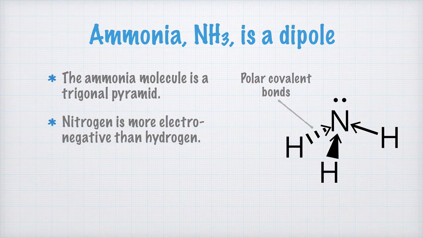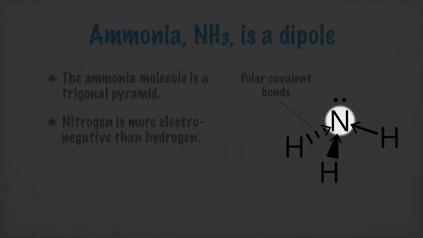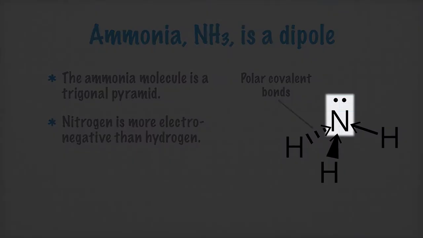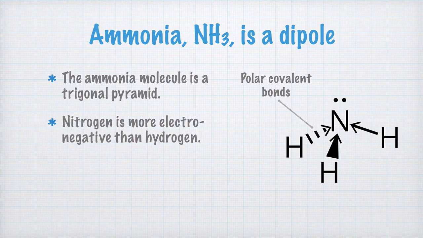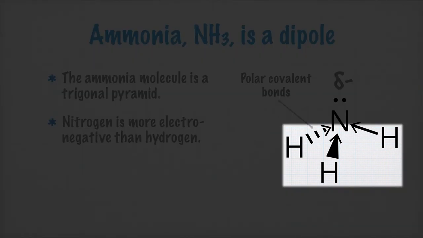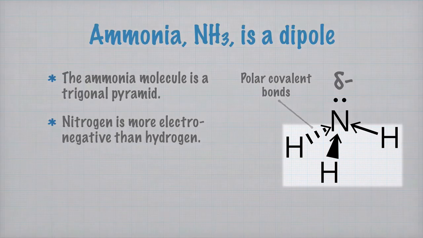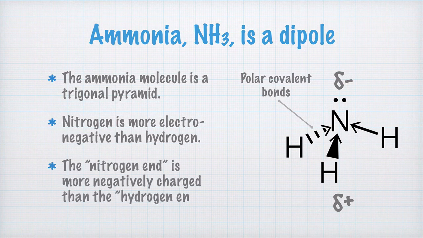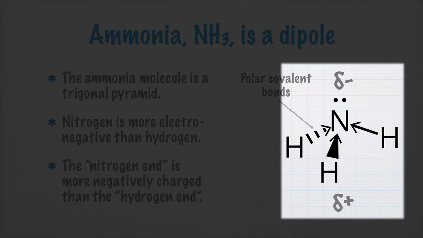And since the electrons spend more time with the nitrogen atom up here than with the hydrogen atoms, the nitrogen end becomes more negatively charged. We indicate that by writing delta minus, while the hydrogen end down here becomes more positively charged. We indicate that by writing delta plus. Now, you take that to your notes too, that the nitrogen end is more negatively charged than the hydrogen end. And that's why the ammonia molecule is a dipole.